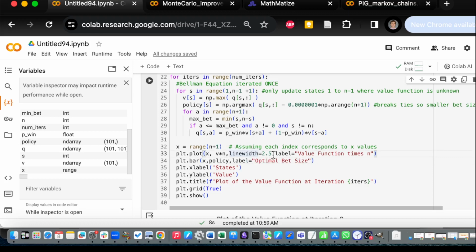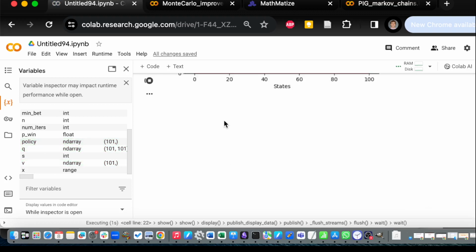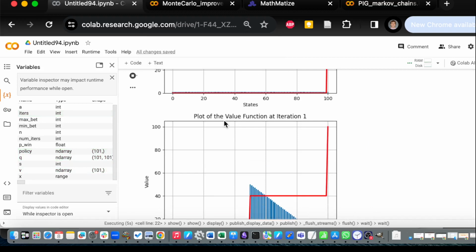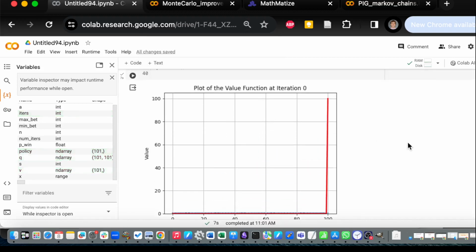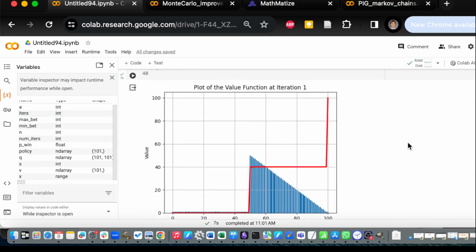Okay. And I think by default the color here is blue. Let's make this one a different color. Let's make this color red. Red is R. Okay, so let's run this and see. Now we have a nice clear plot of what's going on. So iteration 0 thinks all the optimal bets are bet 1, and it thinks the value is 0 everywhere and 1 at the end. Iteration 1, nice staircase function.